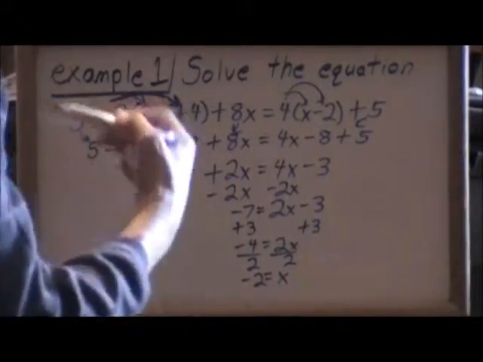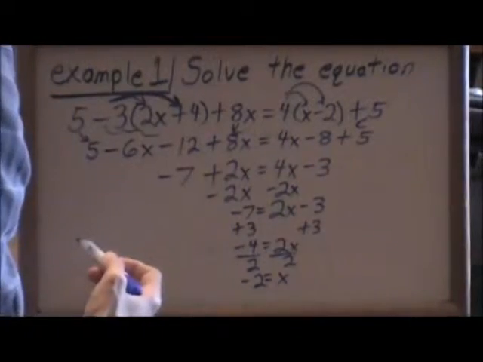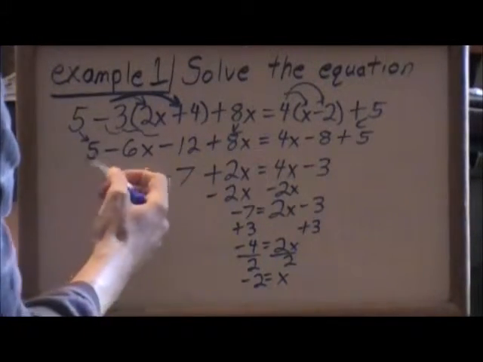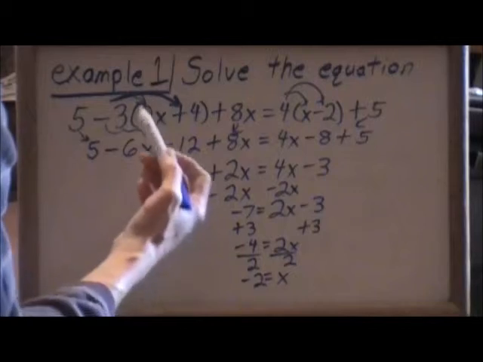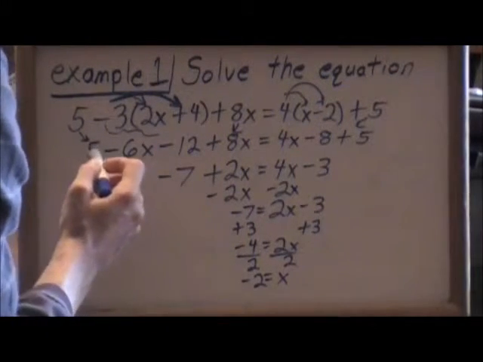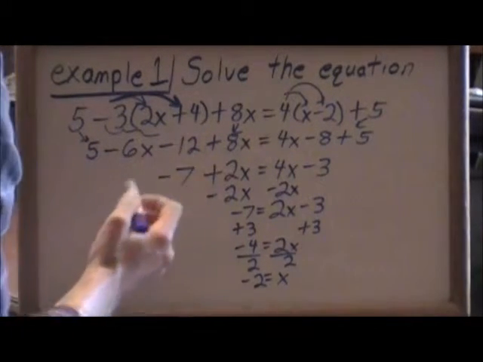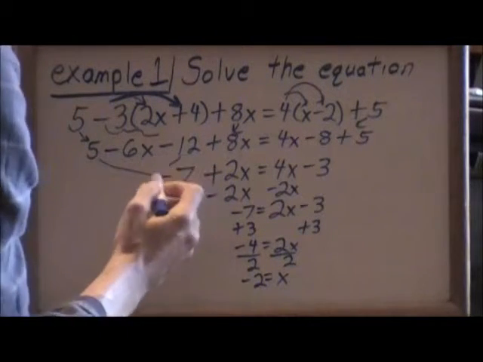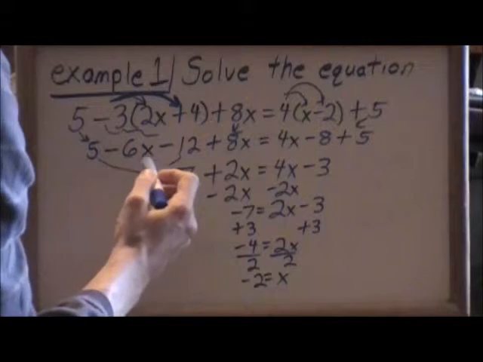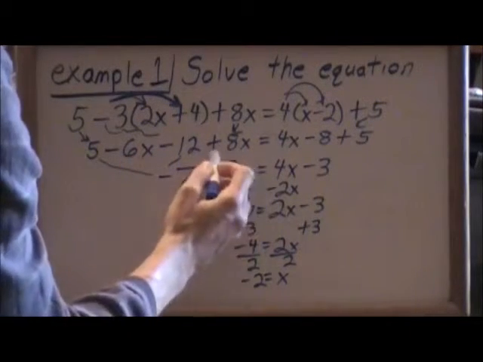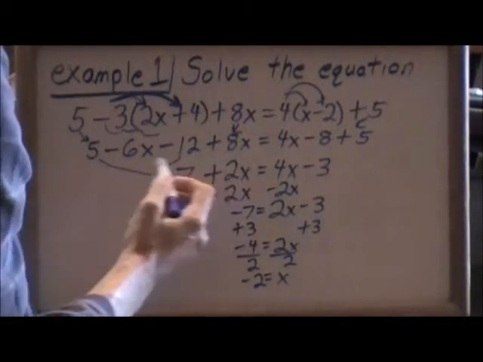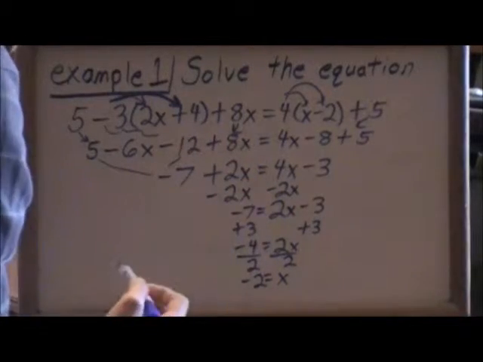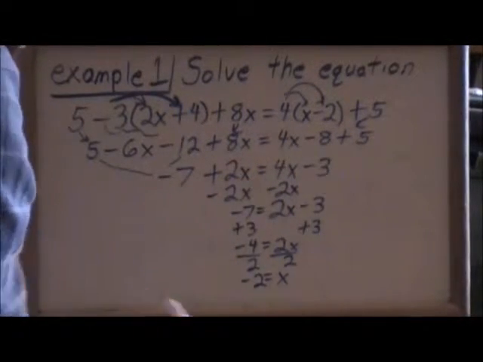That means we have to combine like terms. To combine, they must be the same kind. So 5 minus 12 is minus 7. Negative 6x plus 8x, they're the same kind, so it's plus 2x. So minus 7 plus 2x.